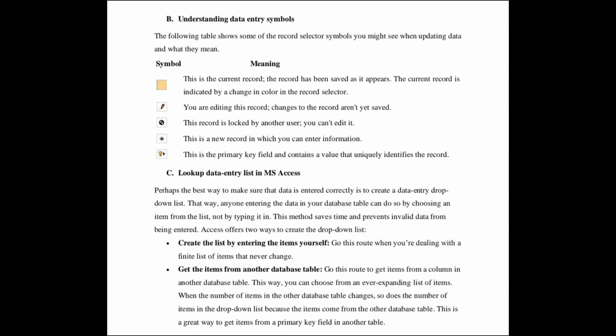B. Understanding data entry symbols. The following table shows some of the record selector symbols you may see when updating data and what they mean. Symbol meaning: this is the current record. The record has been saved as it appears. The current record is indicated by a change in color in the record selector.